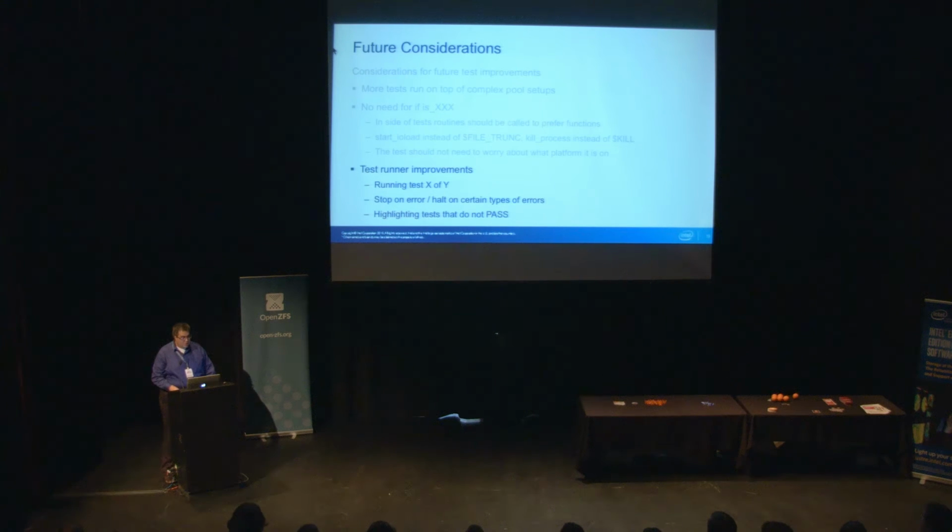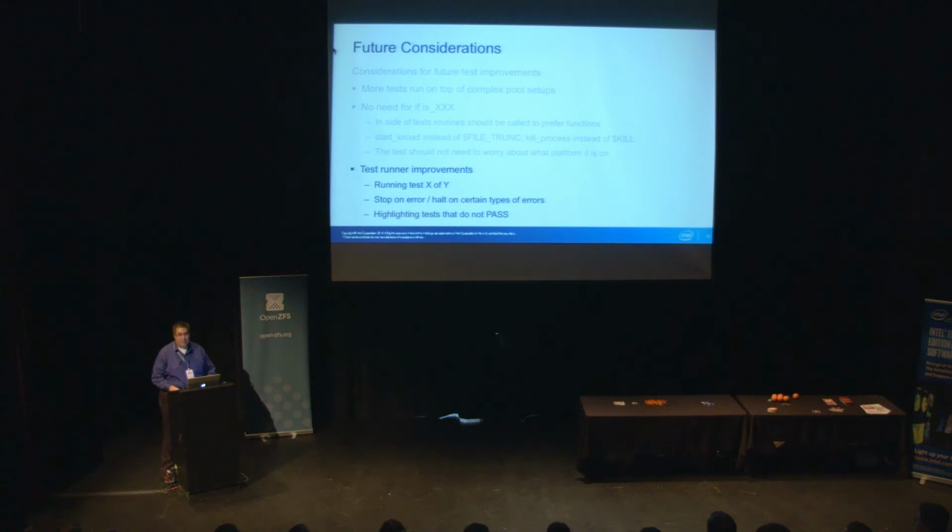Test runner is another one. It's very difficult for me as I'm running it, because I run ZTS a lot, to know where I am. It's got a million tests, okay, 600 and some for us. But I want it to say, I am on test 5 of 500, so I know if I can go get a cup of coffee, or if I should sit here and wait for it.